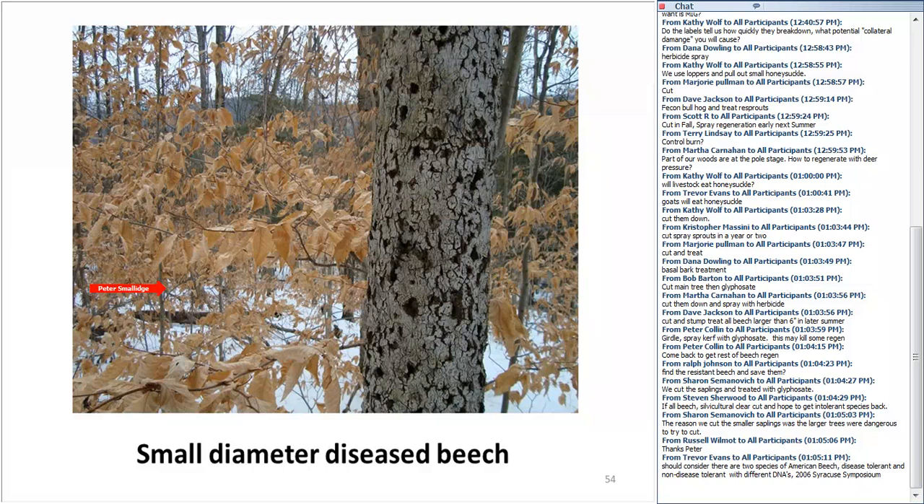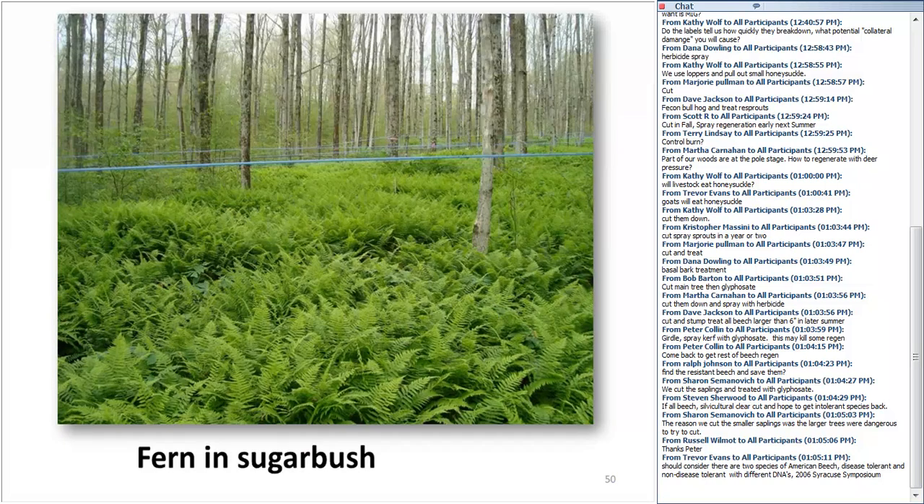Okay, I want to give one last example. So this is your sugar bush, and you have this sea of ferns. What would you do?